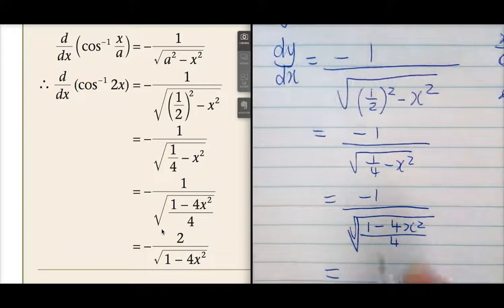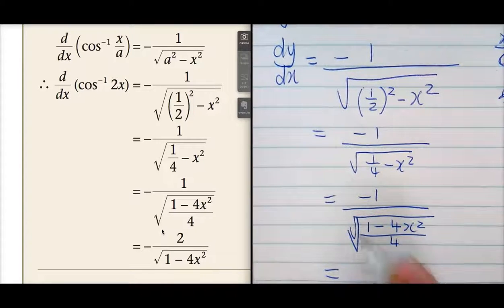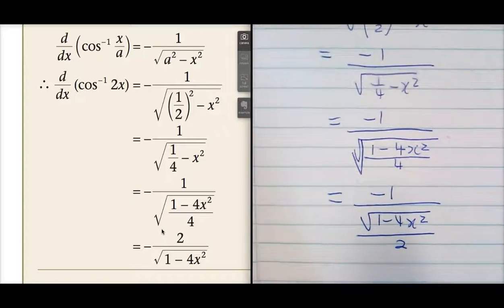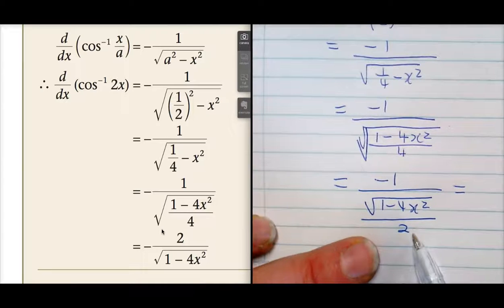What else do I do now? So it's negative 1 over, we've gone common denominator. Girls, that's the square root of the numerator over the square root of the denominator. What does this denominator become here? So I've got negative 1 over the square root of 1 minus 4x squared divided by 2. Look, I've now even got fraction divided by fraction. So this is just not good. Where does this 2 go?